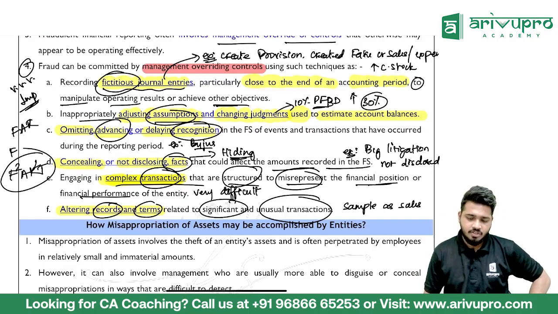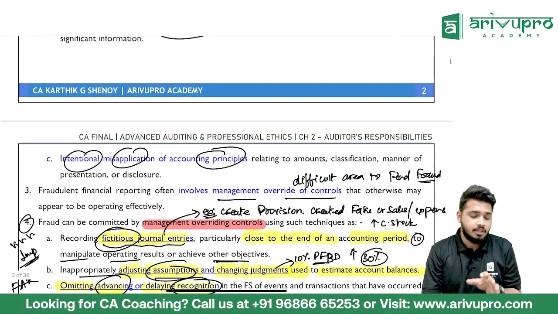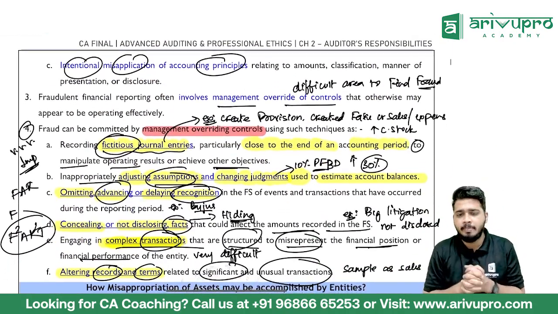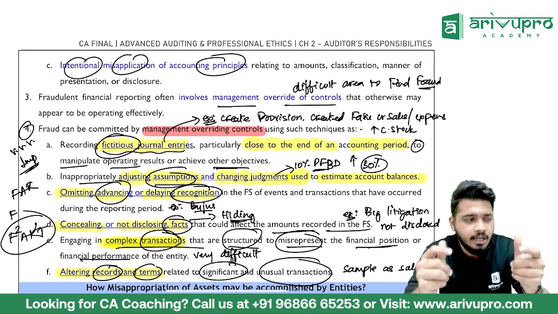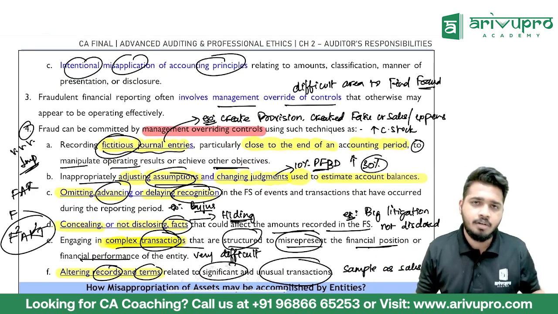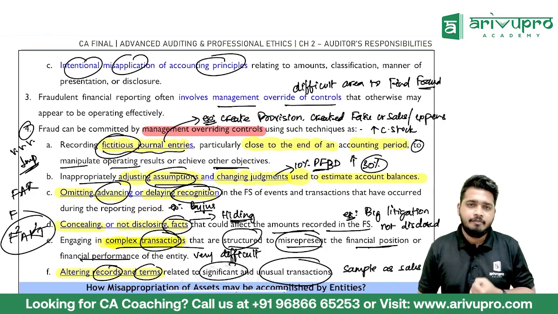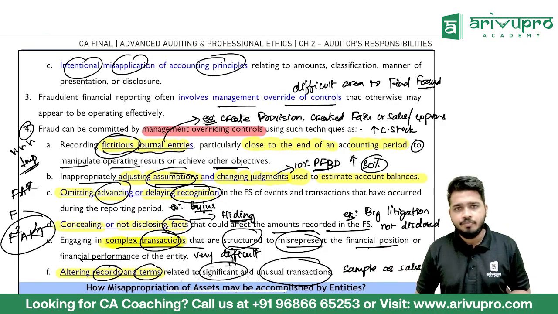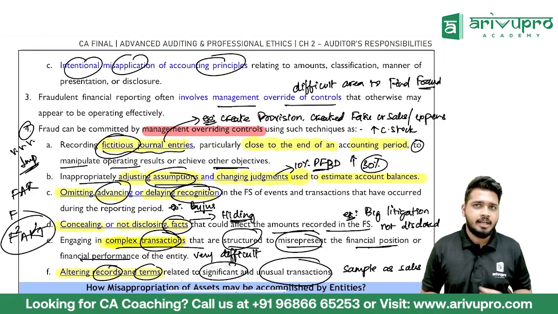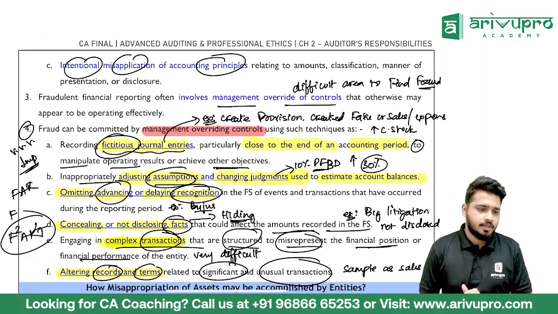Clear? Yes. Right, sir. This is your first main question of this topic: what are the techniques of management overriding controls? In the FART method, they override the control. F square: facts, fictitious. A: assumptions. R square: recognition and records. And T is for what? Transactions. Clear?